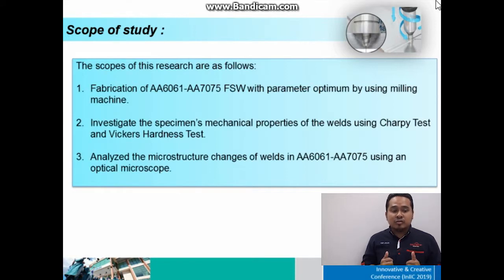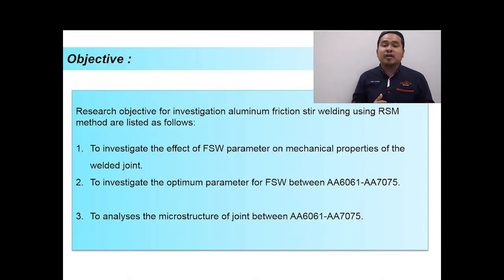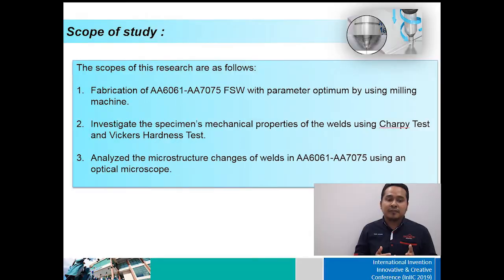First, to investigate the effect of the FFW parameter on the mechanical properties of the welded joint. Second, to investigate the optimum parameter for the FFW between aluminum alloy 6061 and aluminum alloy 7075. And lastly, to analyze the microstructure of the joint between the two materials.